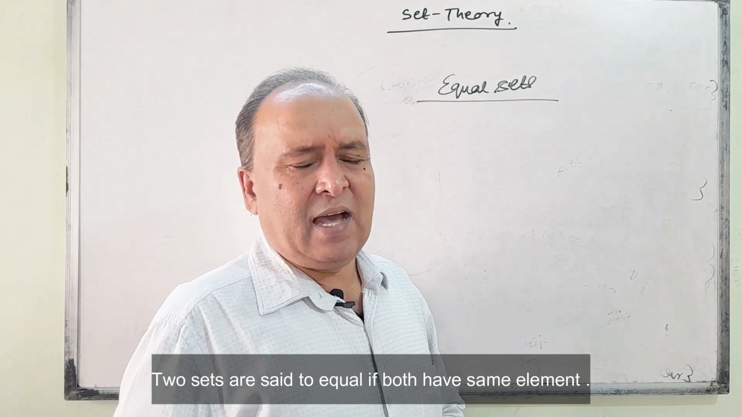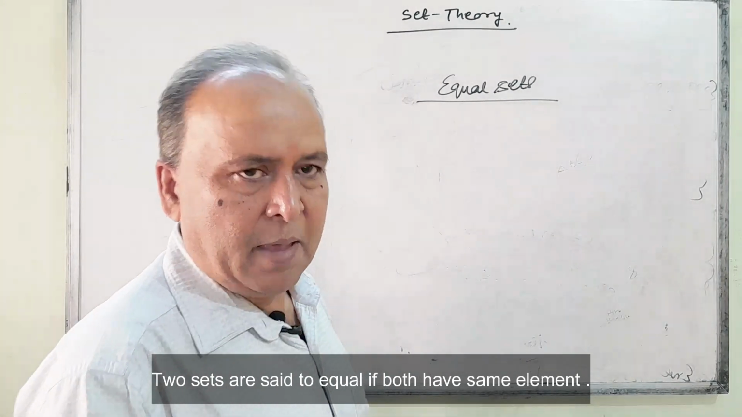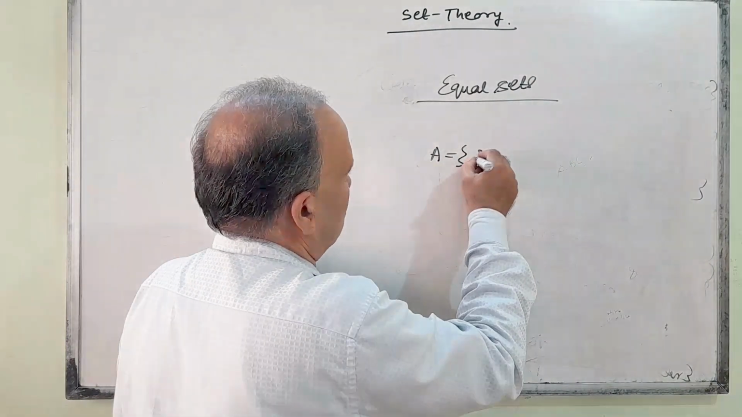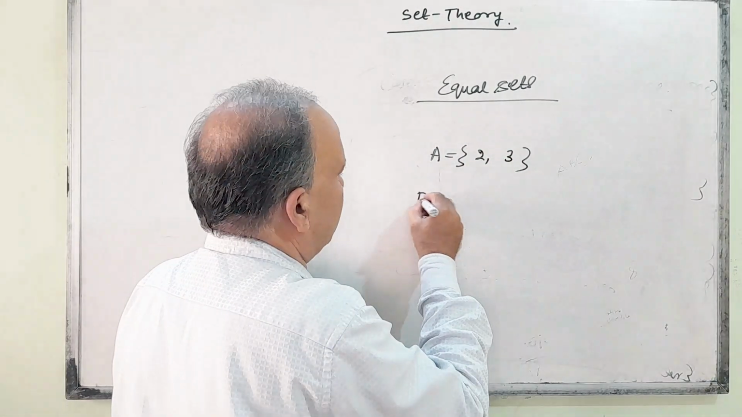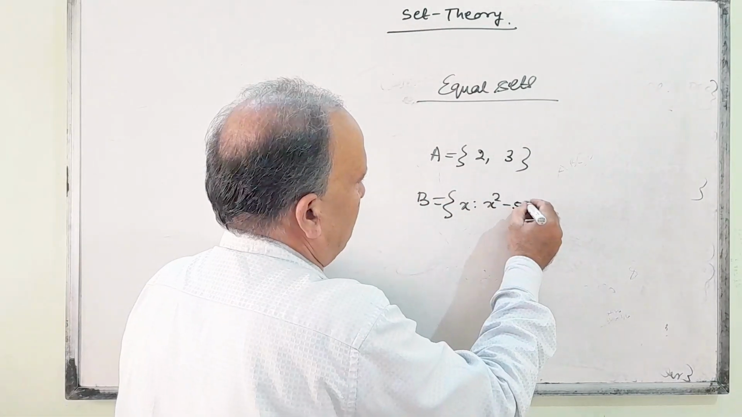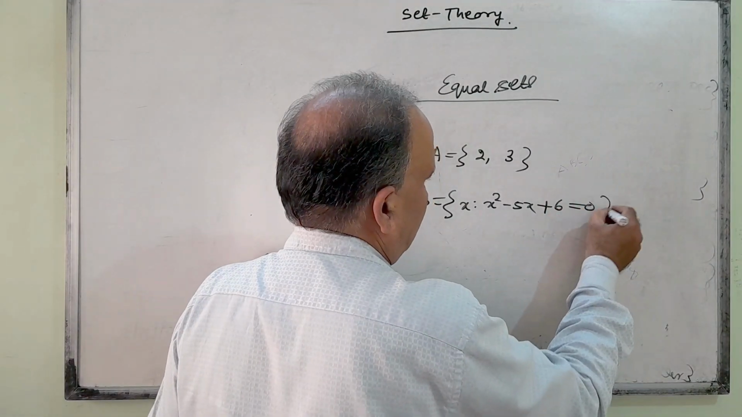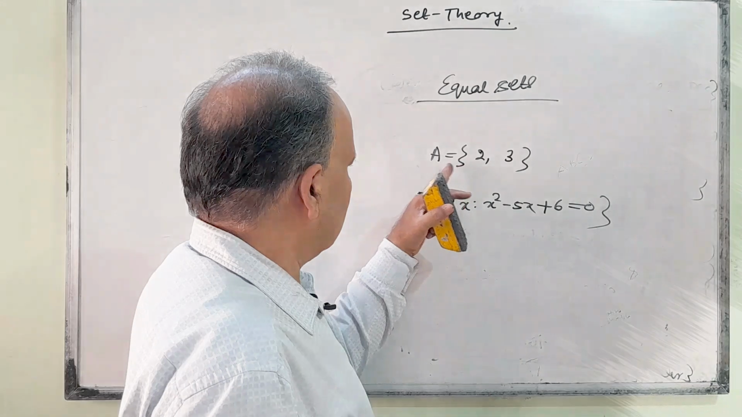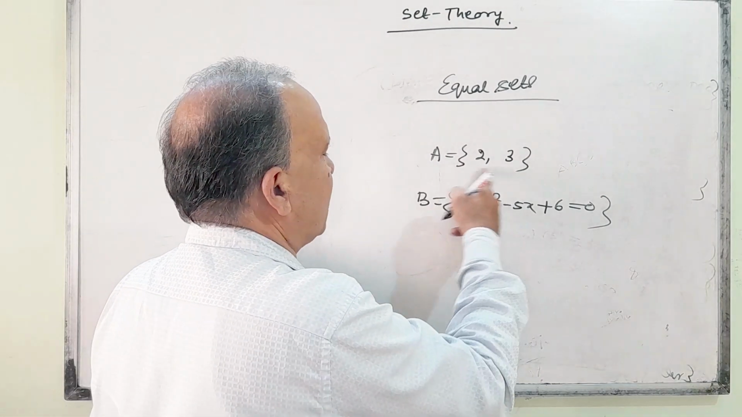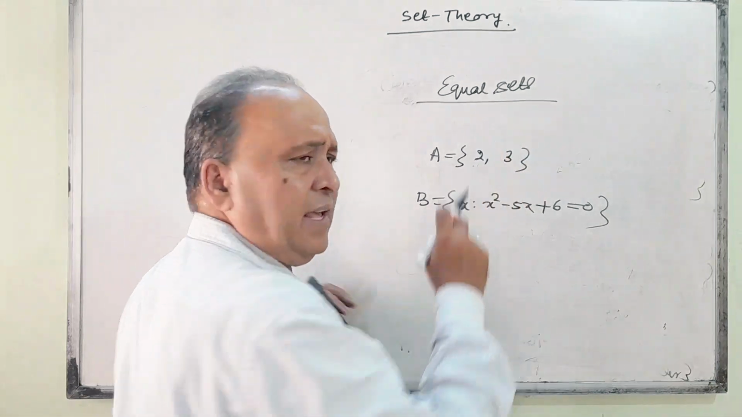Two sets are said to be equal if both have the same elements. Suppose A is the set {2, 3}, and B is the set of x such that x square minus 5x plus 6 is equal to 0. The question will come: are these two sets equal or not? Suppose you say A is equal to {2, 3}, that means this set contains 2 and 3.